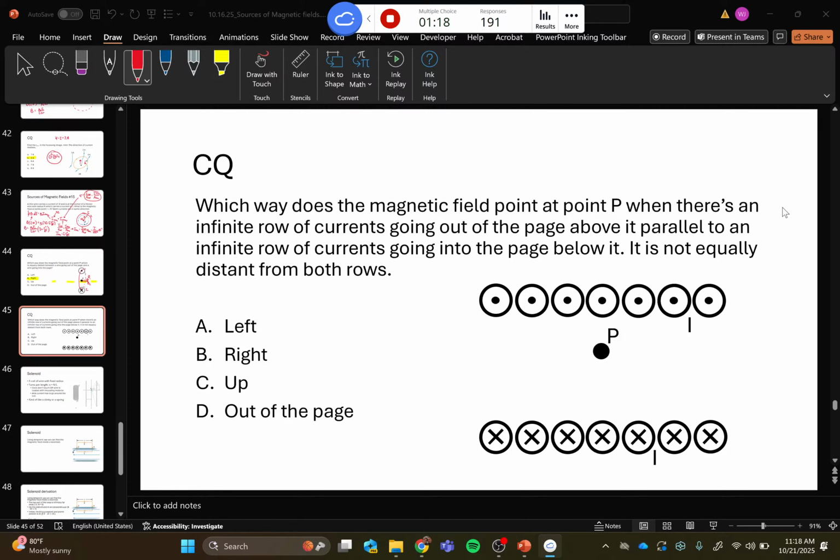All right, give y'all 10 more seconds. All right, in 5, 4, 3, 2, 1.